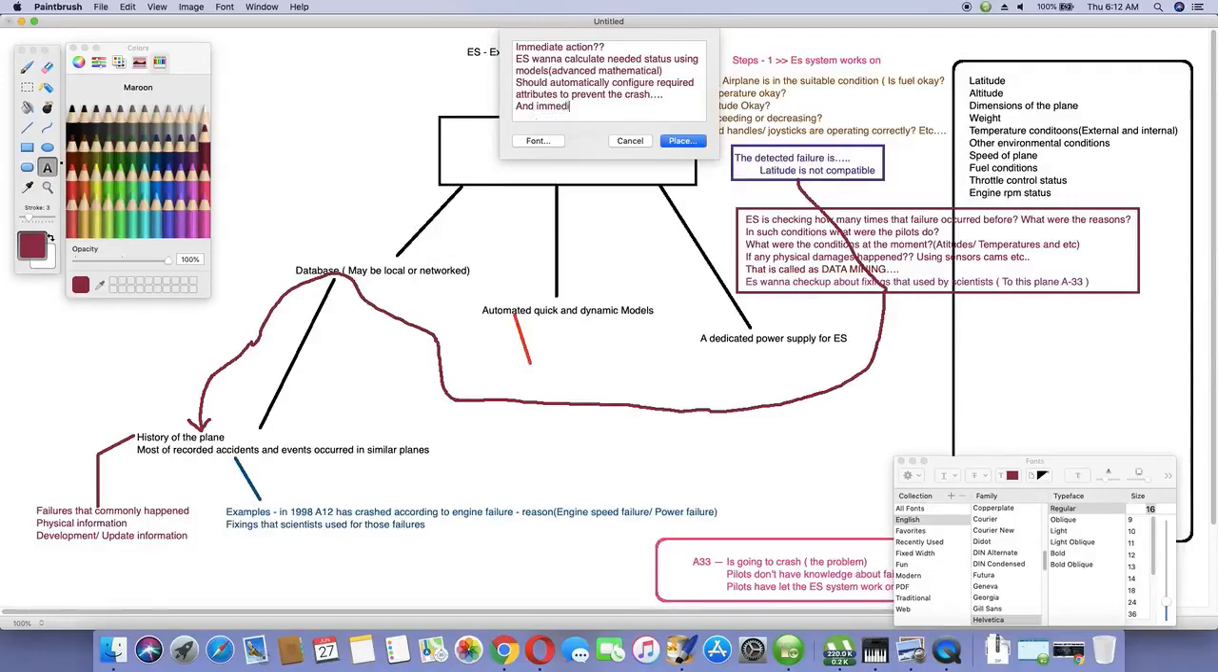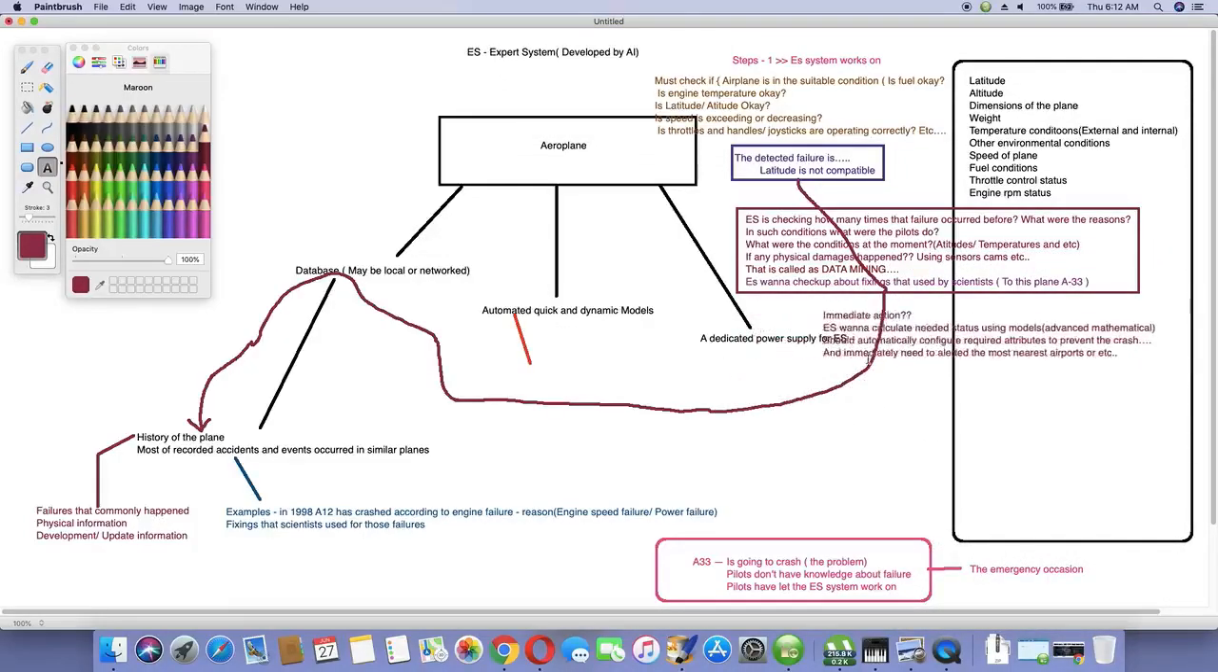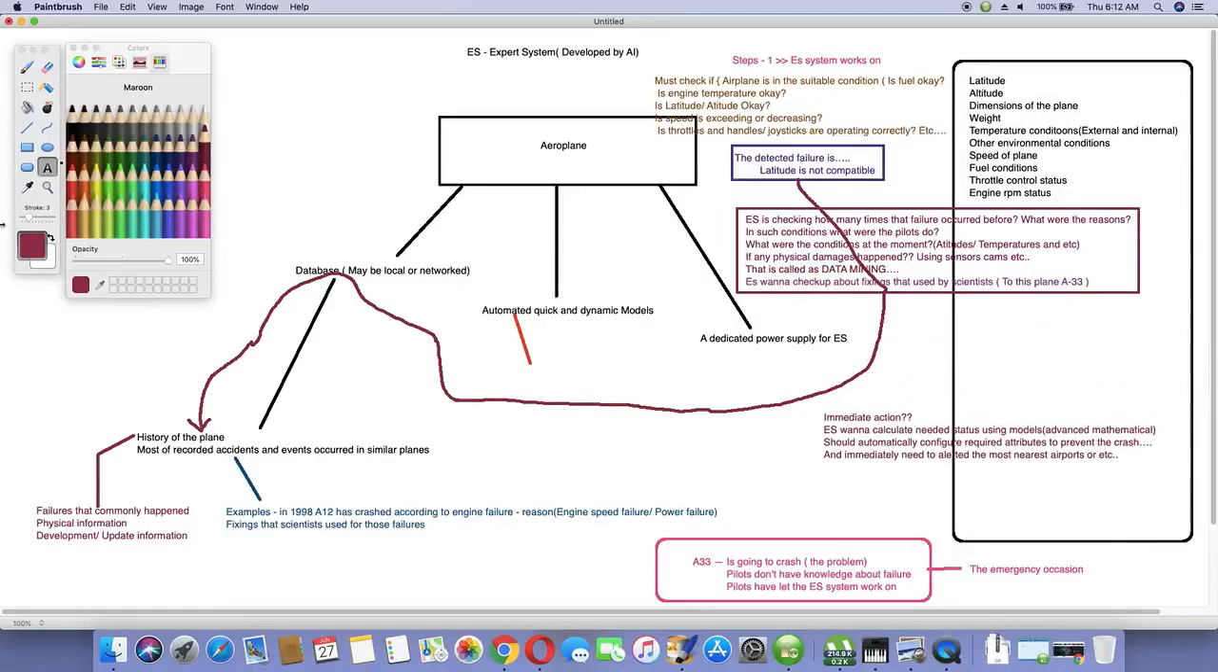immediately need to alert the nearest airports. Oh, it is here. I use it. Okay, and that is the immediate action that should be taken.